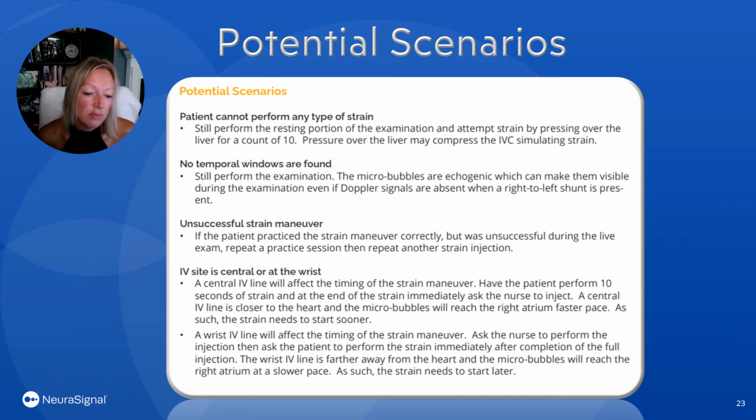A wrist IV line will affect the timing of the strain also. So ask the nurse to perform the injection and then ask the patient to perform the strain immediately after completion of a full injection. That wrist IV line is farther away from the heart, and those microbubbles will reach the atrium at a slower pace. So as such, the strain needs to start a bit later.